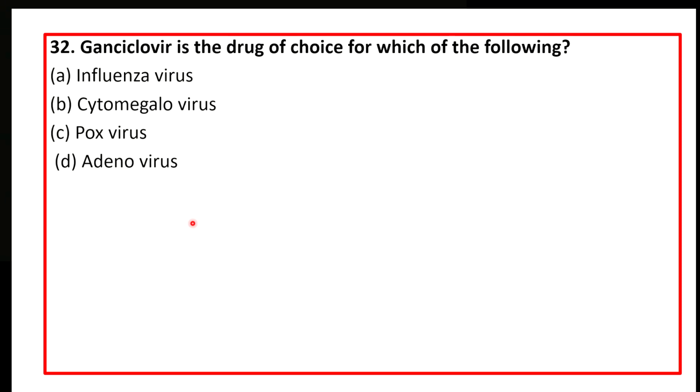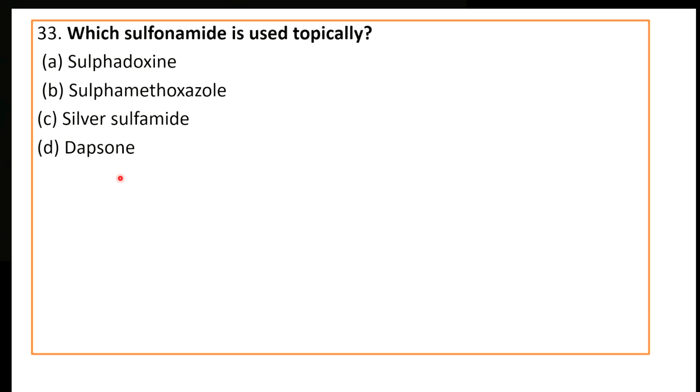Now the next question, number 32. Ganciclovir is the drug of choice for which one of the following viruses? Again, the antiviral. Influenza virus, cytomegalovirus, pox virus, adenovirus. So the correct option is exactly B, cytomegalovirus.